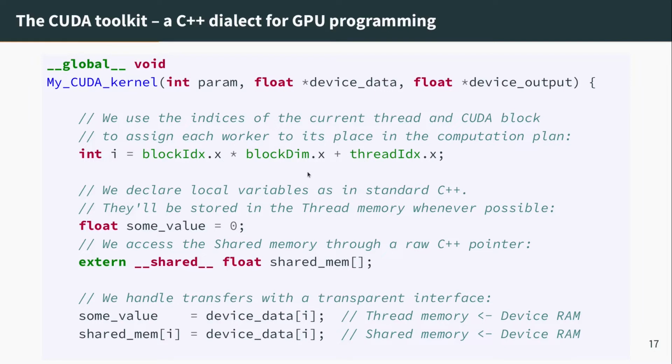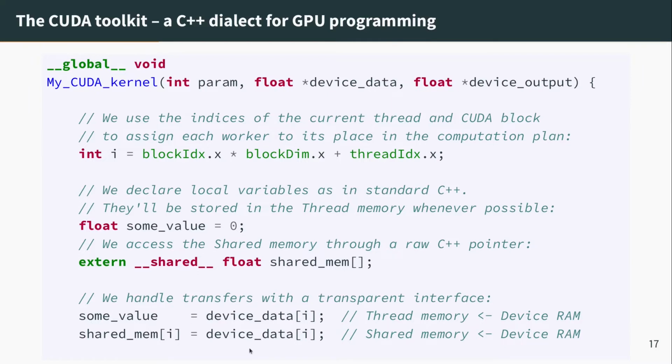And then you can declare variables using very standard C++ syntax. So here I am declaring a new float variable, so a floating point value that's equal to 0. And by default, if there is enough room, it's going to be stored in the thread memory. Then if you want to specify access to the shared memory, you have a keyword, extern shared float. And this is just to say, okay, this is my pointer to the shared memory.